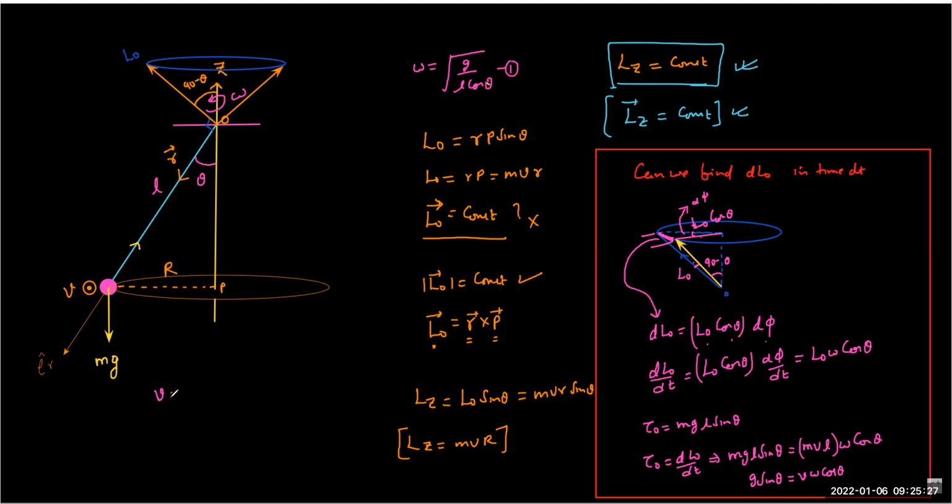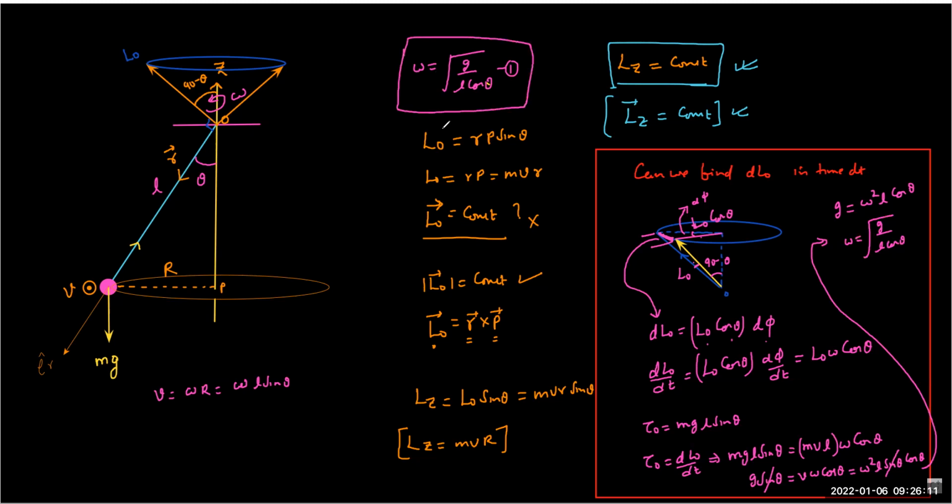But what about v? What is the velocity? Velocity is omega into r, and r itself is L sin theta. So this becomes omega L sin theta into omega, which is omega square L sin theta, and sin theta will cancel out. This will give you g equals omega square L cos theta, and now you can see omega is root of g by L cos theta.